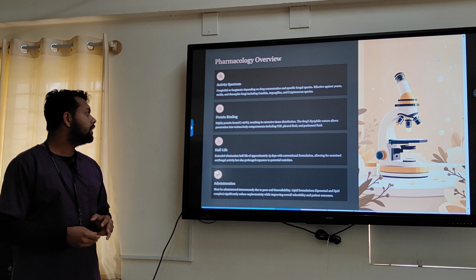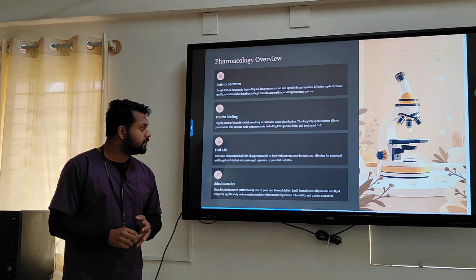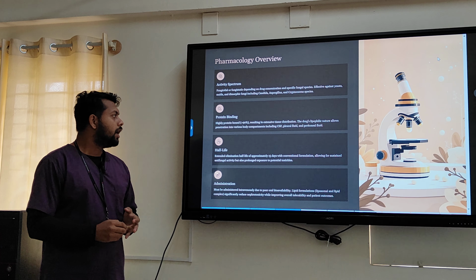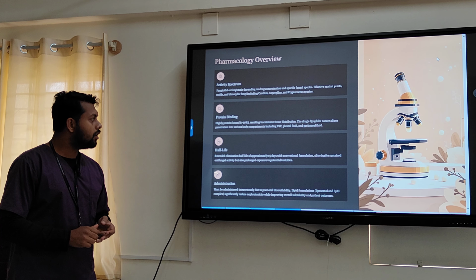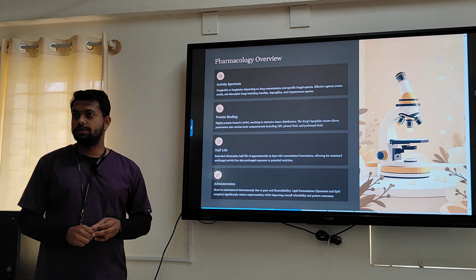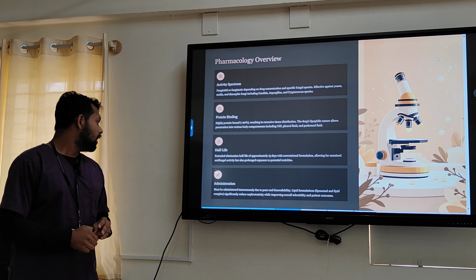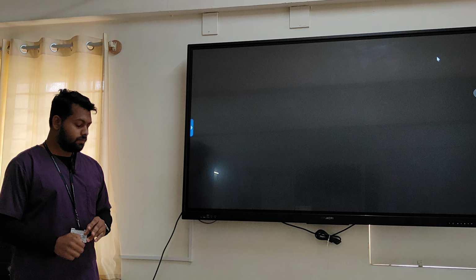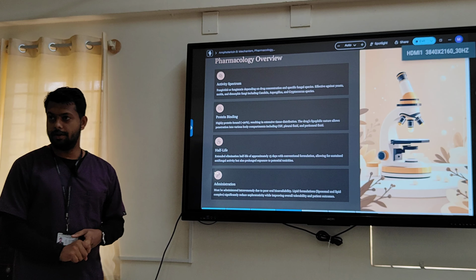So the extended elimination half-life of approximately 15 days with the conventional formulation allows for sustained antifungal activity, but also prolonged exposure to the potential toxicities. Now administration: it must be administered intravenously due to the poor oral bioavailability.